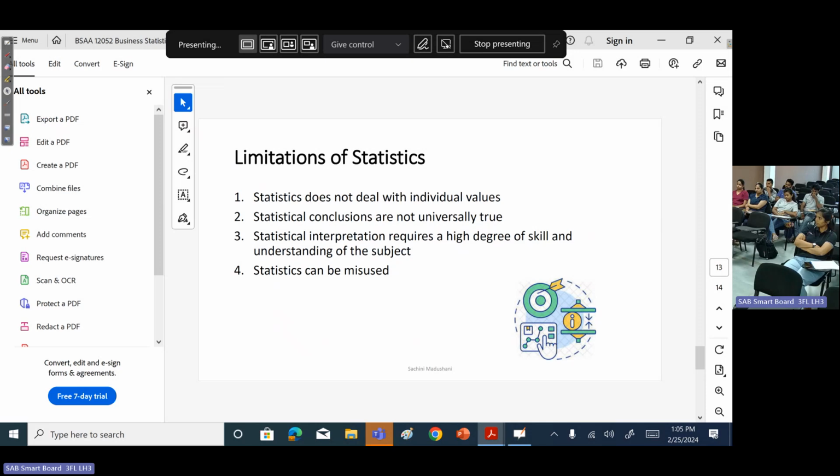Okay. Now, do you have any idea about statistics? What is the meaning of statistics? What are the types? What are the limitations? Okay, then I will give a small activity.